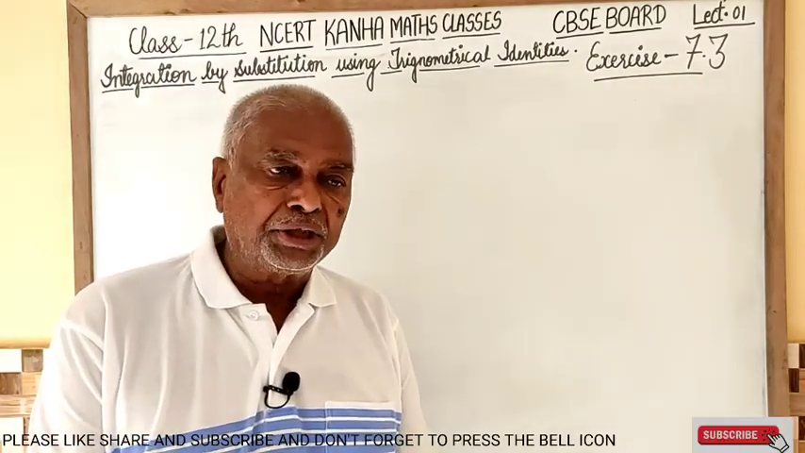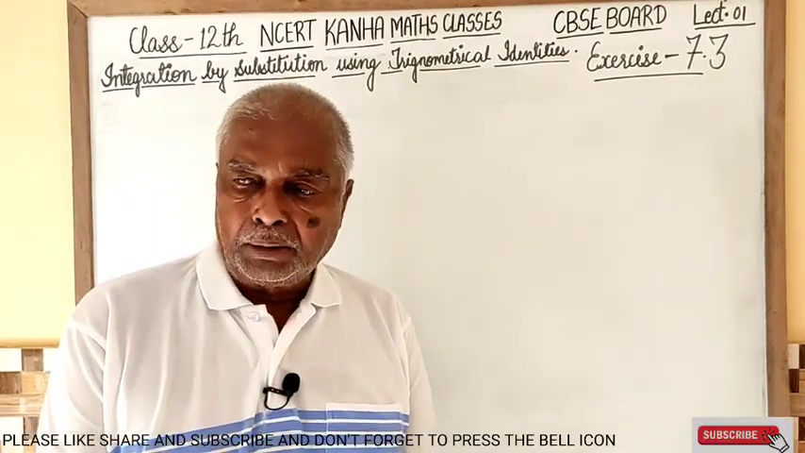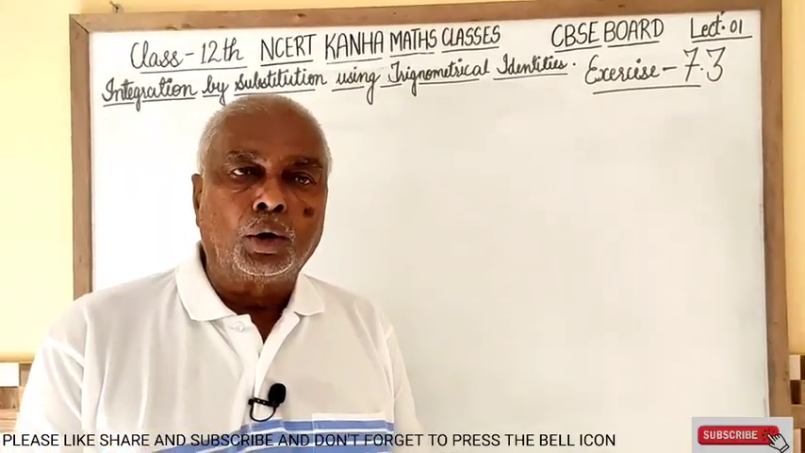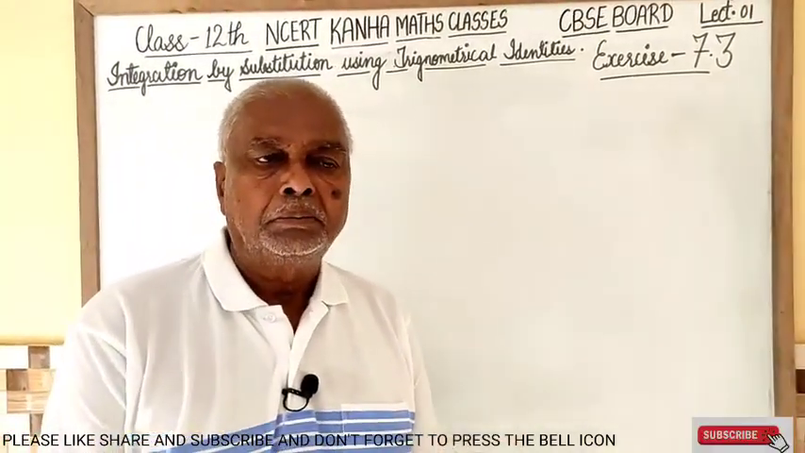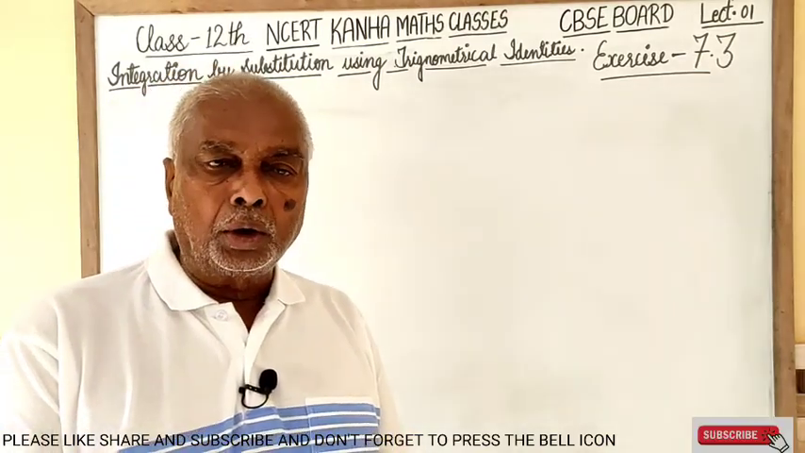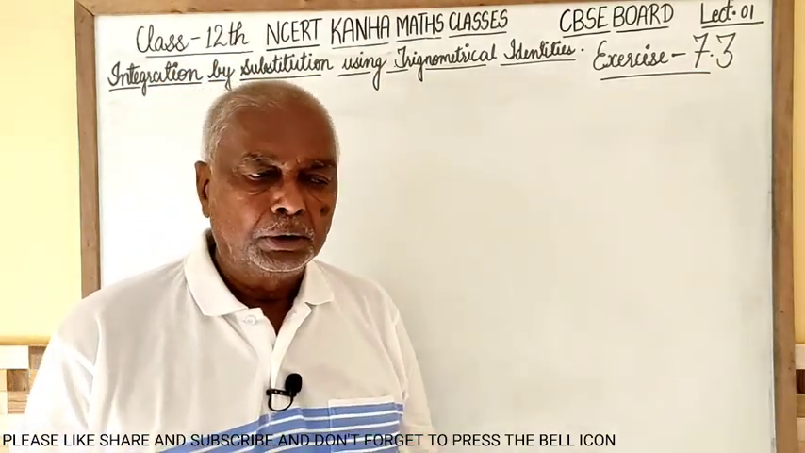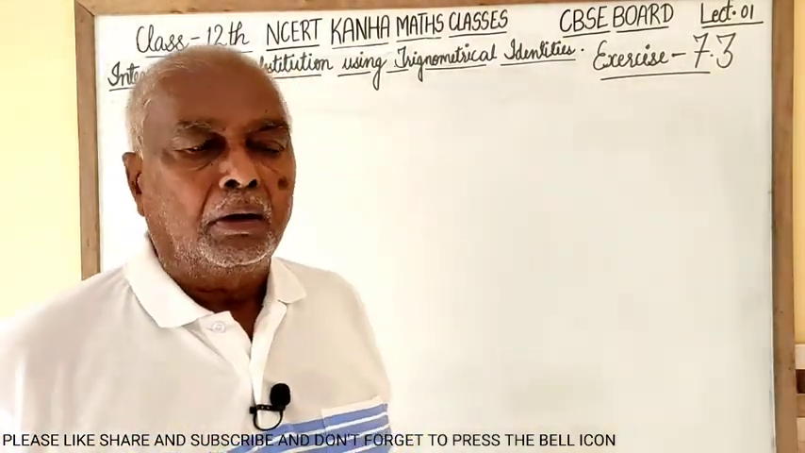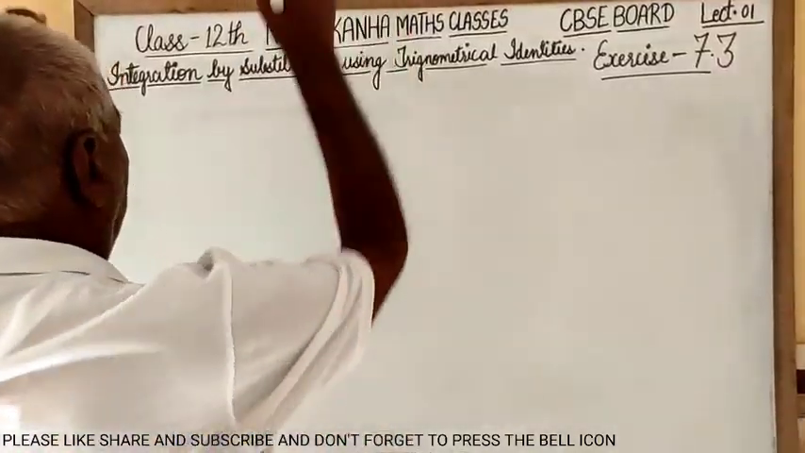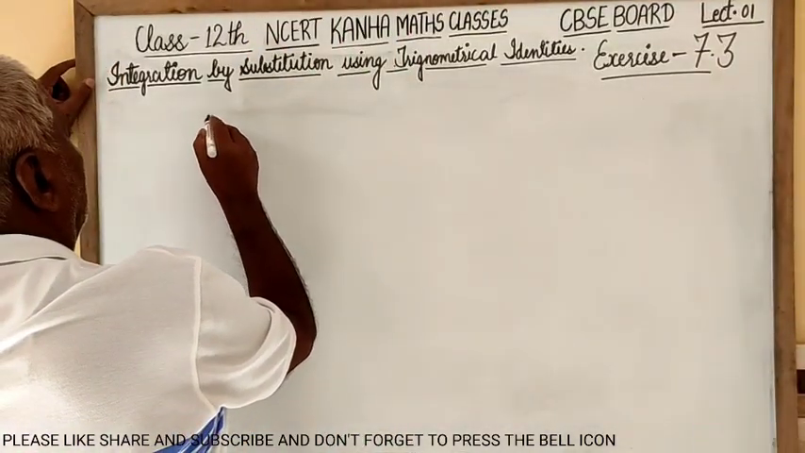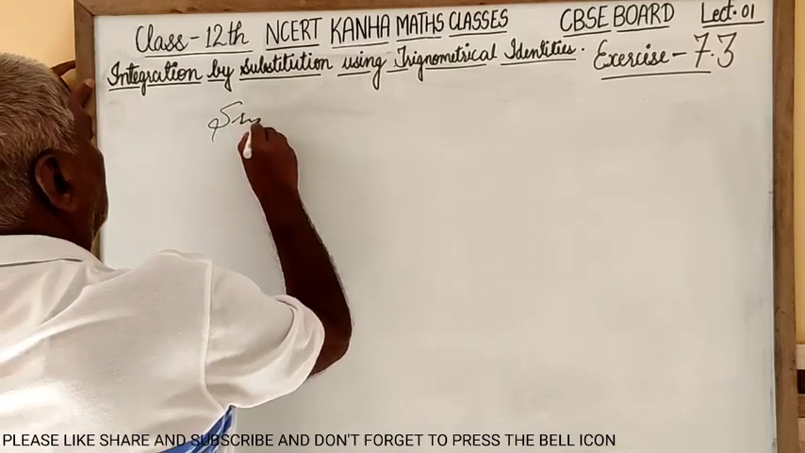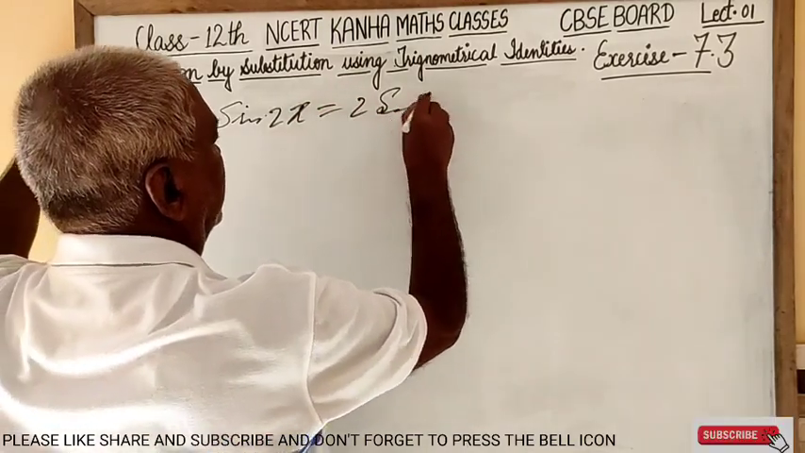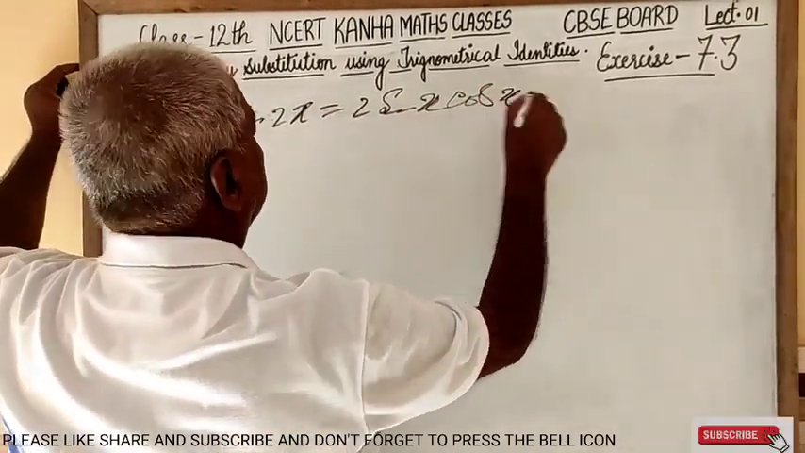You must have heard the equation either in one variable or in two variable. Equations always hold good for a definite value of variable, but identities hold good for every value of variable. So I want to give a clear synopsis of trigonometrical identities. sin 2x is equal to 2 sin x cos x.